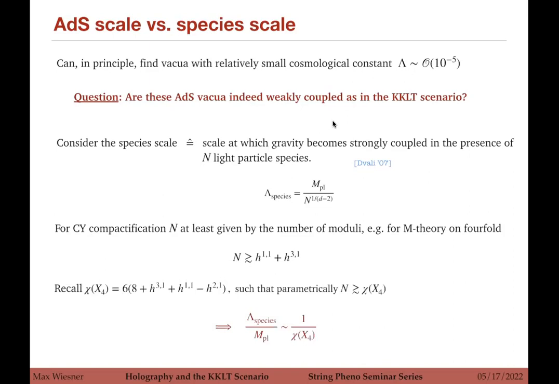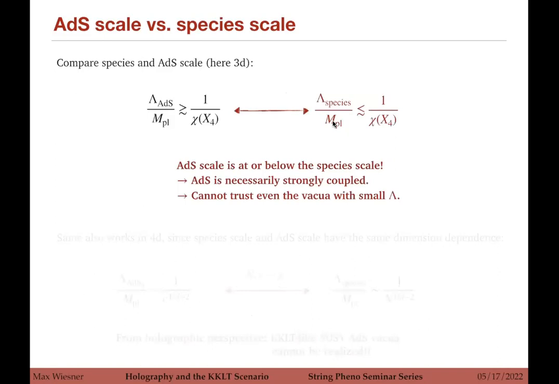Now recall that the Euler characteristic is also proportional to these two quantities, such that parametrically the number of light species is also bounded, in this case from below, roughly by the Euler characteristic of the fourfold, such that the species scale will also scale with the Euler characteristic of the fourfold in this 3D case. We can then compare the species scale and the AdS scale here in the 3D case. And we see that they are both bounded, one from above, one from below, by the Euler characteristic of the fourfold. So the AdS scale is at best at or below the species scale. So any AdS vacuum that we would get would necessarily be in a strongly coupled regime of the theory, and so we cannot even trust the vacuum with small lambda.